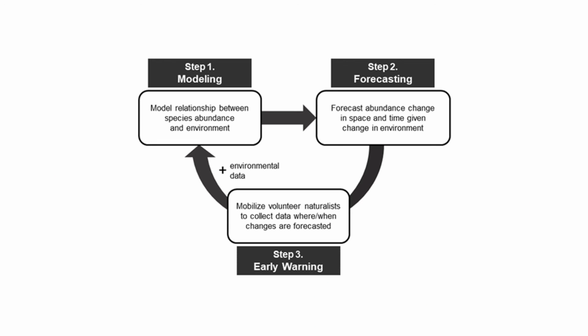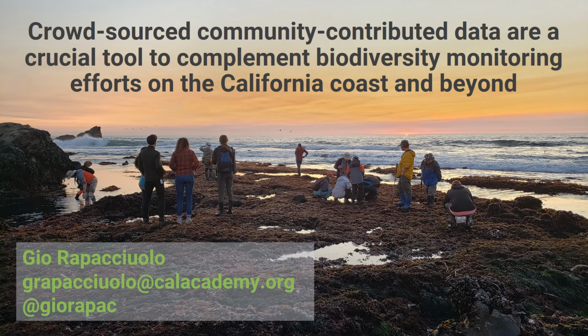At the core of this approach, the targeted engagement of volunteers will provide high-value information to update models and forecasts of abundance and distribution changes for target species, and in turn, mobilize community scientists to fill data gaps and ground truth model predictions. I will leave you with my take-home message.